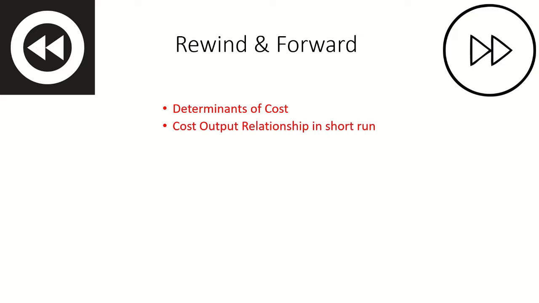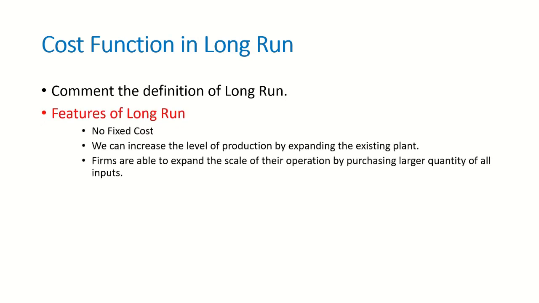And also we had seen the cost output relationship in the short run, or the cost function in the short run. In this session we will discuss mainly the long run cost function, or the cost output relationship in the long run, and also the optimum firm. Like in the last two sessions, there is a small work for you: comment the definition of the long run.